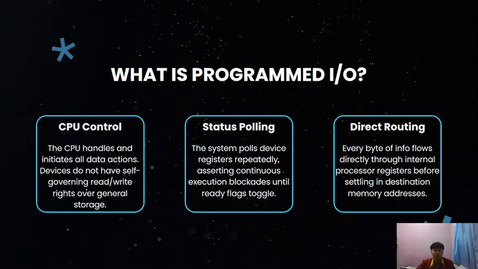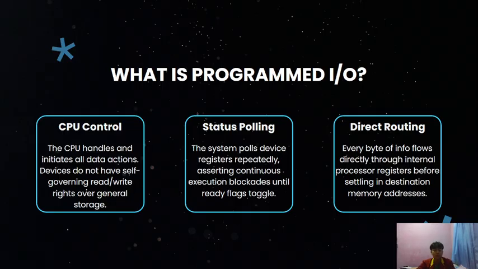Next, what is Programmed I/O? The CPU control. Programmed I/O is a communication method where the CPU takes full responsibility for transferring data. There are three important characteristics. First, CPU controlled processing. It initiates and manages every input and output operation.